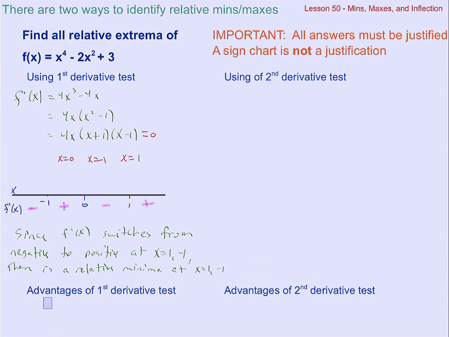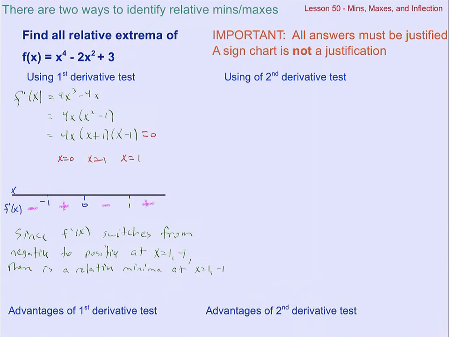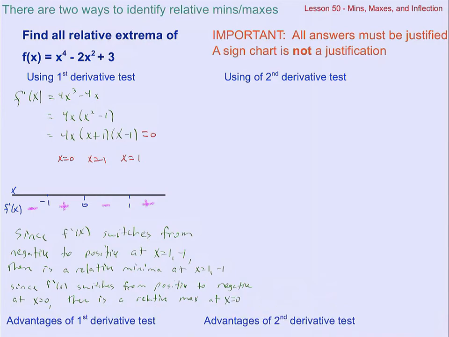And then the flip side of that is almost the exact same sentence, but switched around. Since f prime of x switches from positive to negative at x equals 0, there is a relative max at x equals 0. Okay, so make sure you say that sentence the whole way.